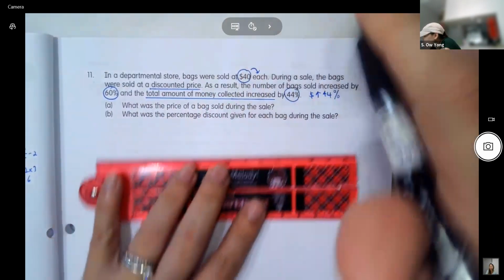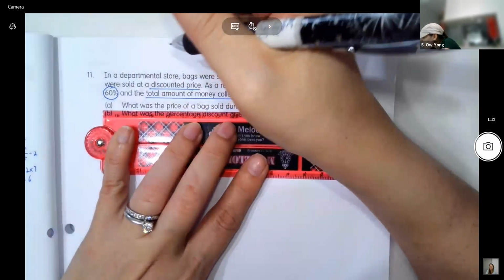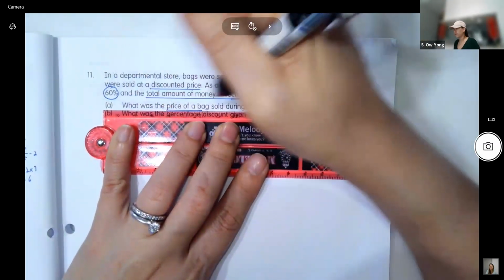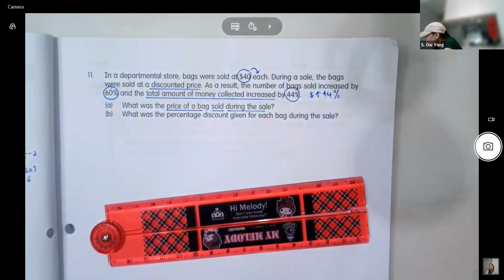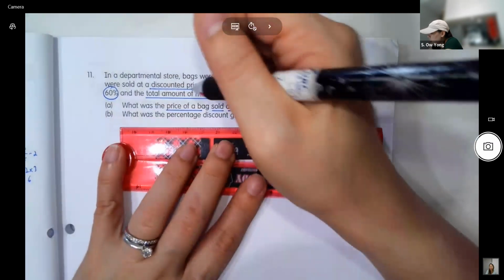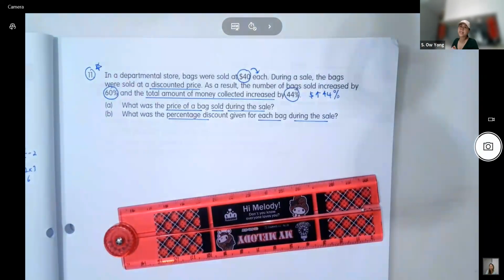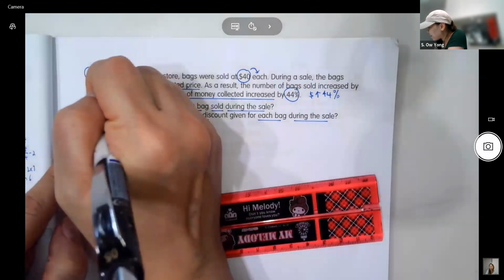Then they ask, what was the price of the bag sold during the sale? What was the percentage discount given for each bag during the sale? This is another star question, meaning possible PSL question. Okay, so take note, the original price of each bag is $40. During a sale, when you buy, the price of the bag definitely will be less than $40. All right, so we are going to find out, but this is a very telling hint.